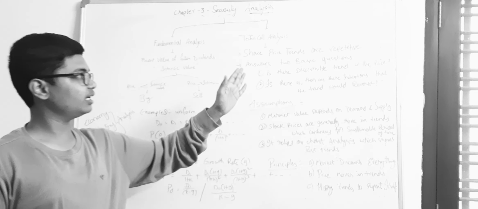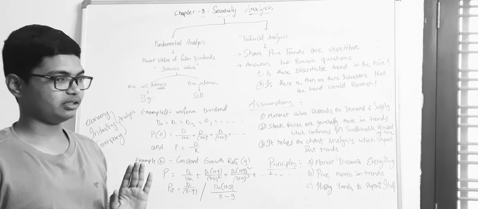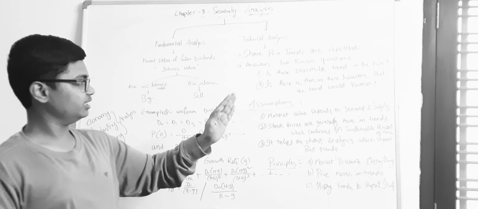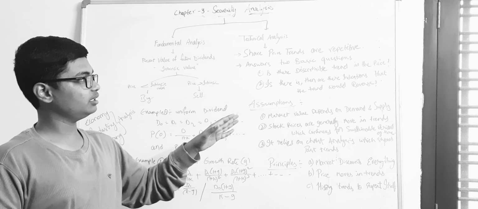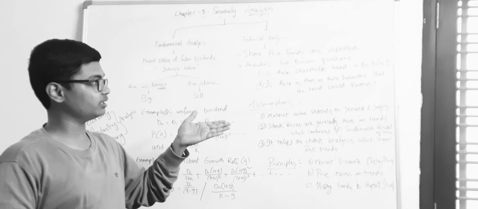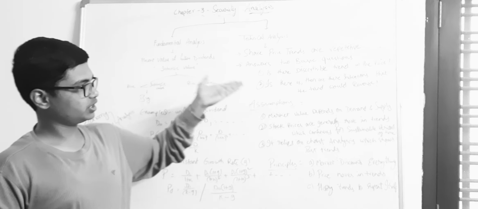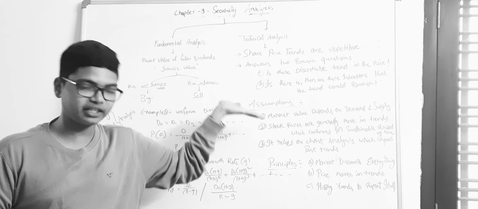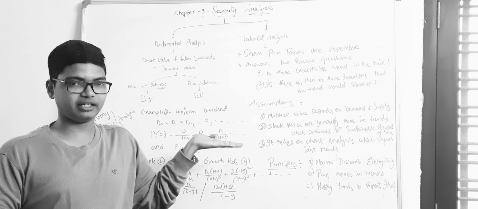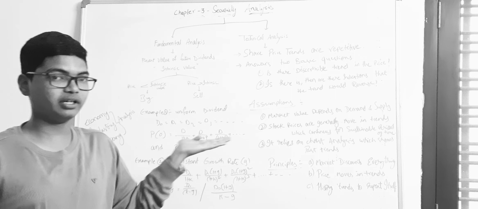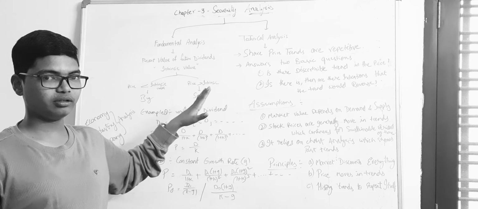One is, is there a describable trend in the price? Is there any trend in the price? And if the trend is there, then are there indicators that the trend would reverse? That means the first question is whether there is a trend, and if there is a trend, is there any indication of reversal of the trend?